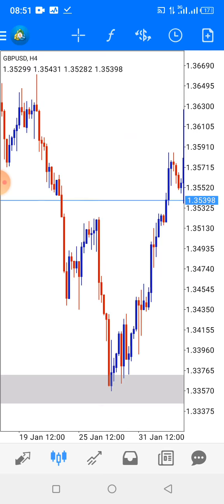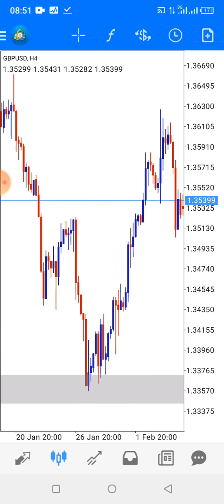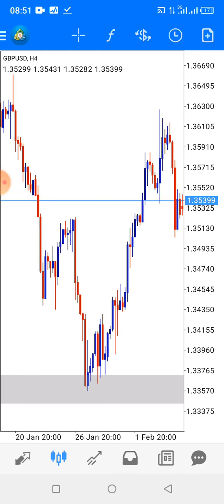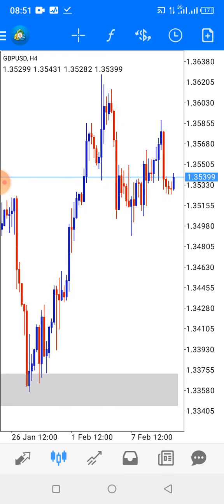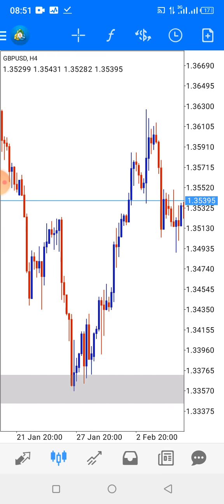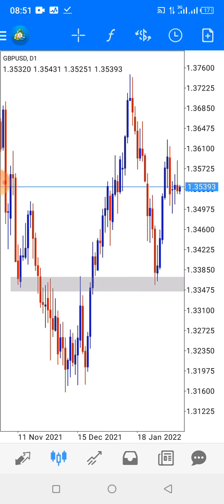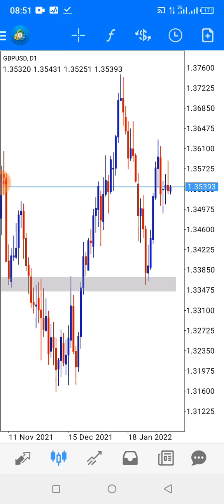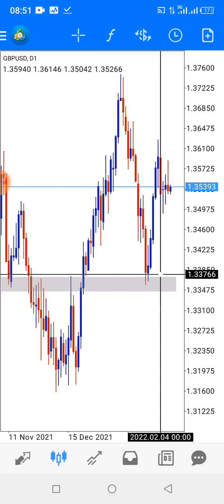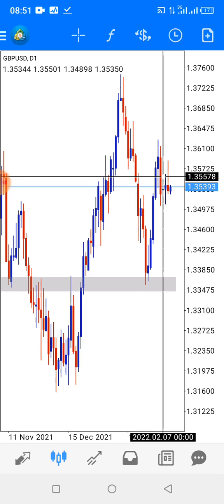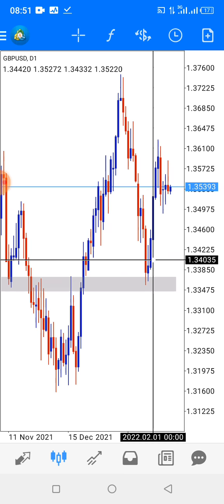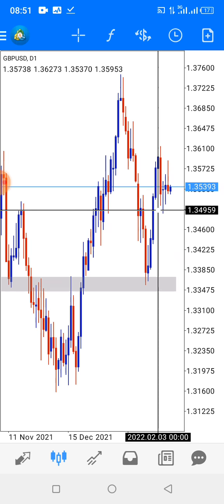So in this setup, you can see that is a buy setup here. Although look at GBPUSD, you can see it's bearish. We're in a pure downtrend, and price retraced a bit from this point to this point. Price retraced a bit.